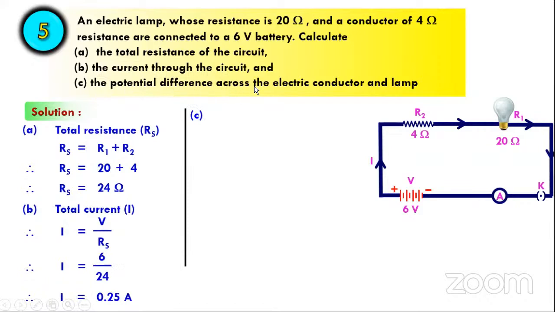Third bit, potential difference across the electric conductor and lamp. V is equal to IR formula. So potential difference across the electric lamp, if you first find, then V is equal to what formula? IR. Is it right? First one is 4.9 and second one is 5. First one is how much? 0.9.